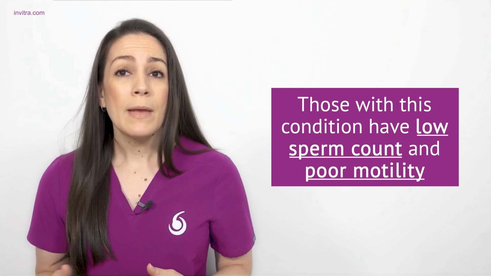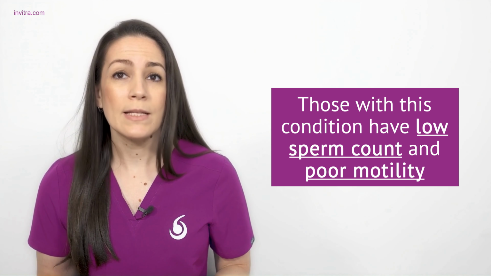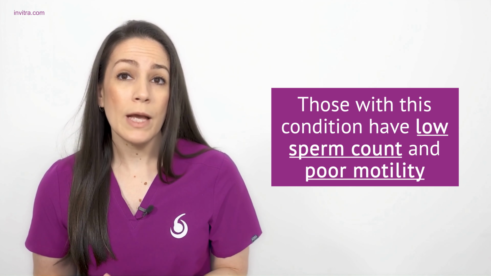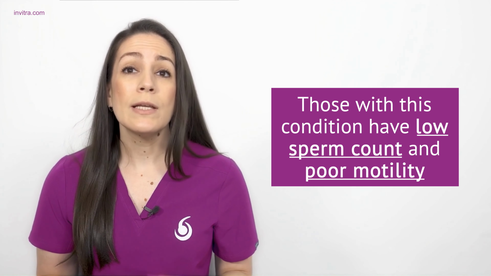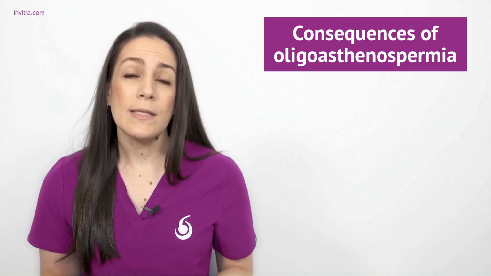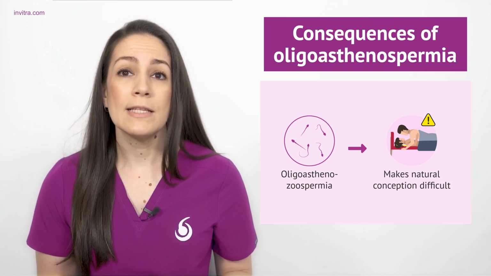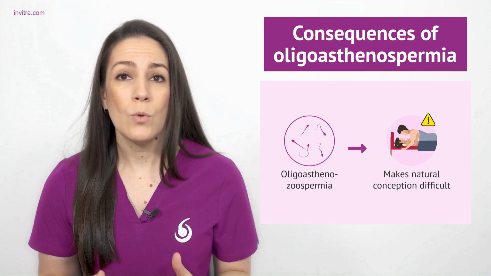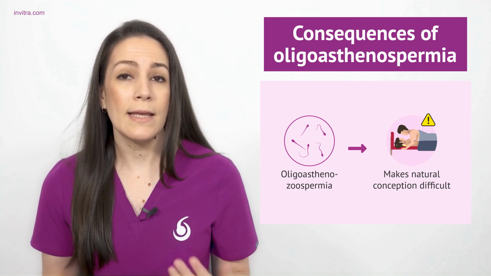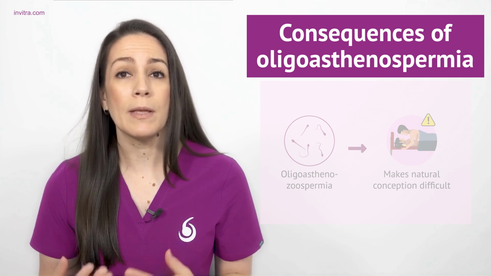In short, men suffering from oligoasthenospermia have a low sperm count in their semen, and additionally, they don't move properly. The consequence of this sperm factor is that the chances of sperm reaching the egg to fertilize it are lower, which delays a natural pregnancy and causes male fertility problems.